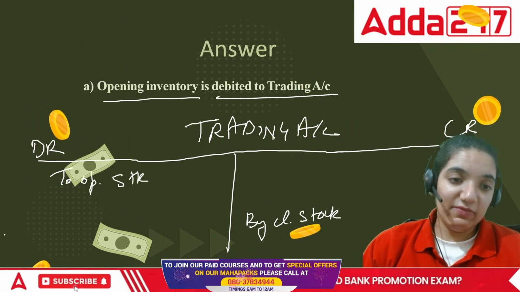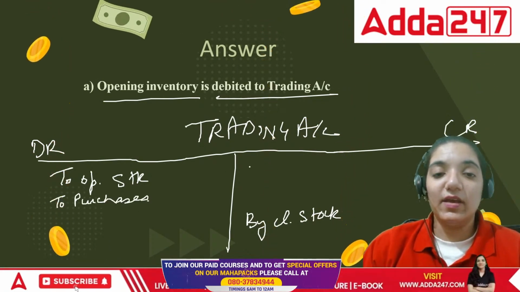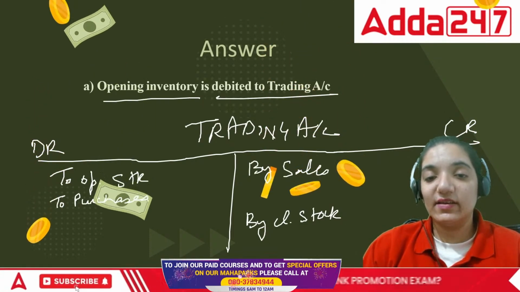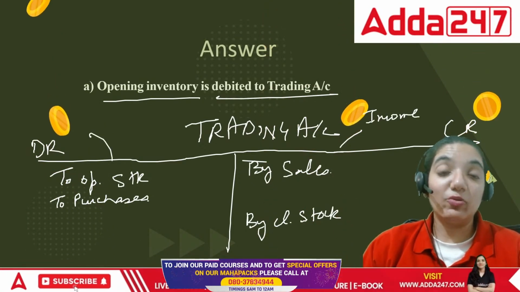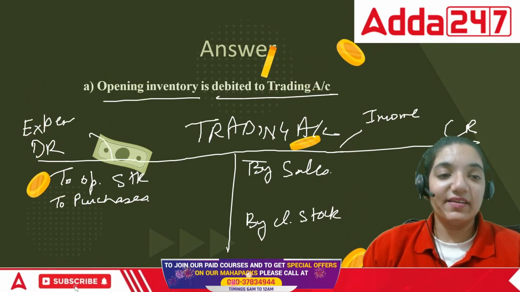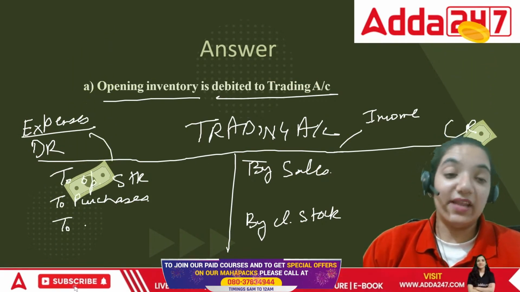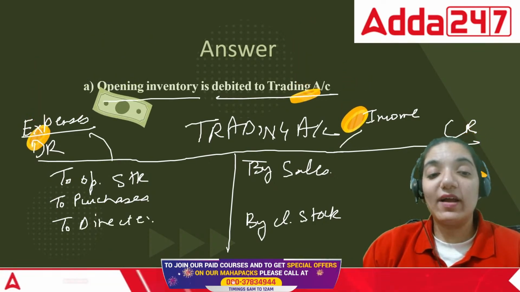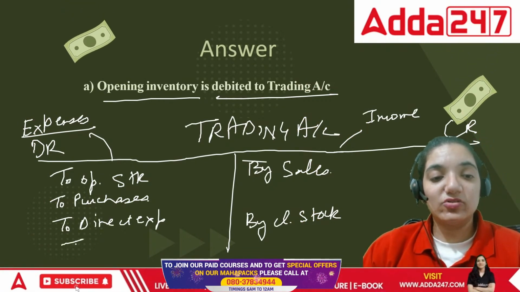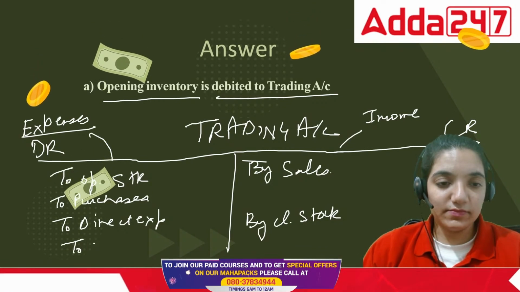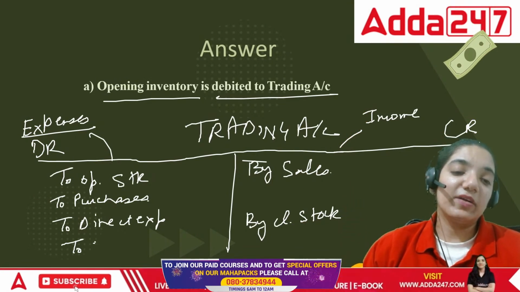Whatever there is, if we made some purchases, so it is to purchases. Here we will have by sales. All the incomes would be noted on the credit side and all the expenses would be noted on the debit side. Then to opening stock, to purchases, to direct expenses. All those expenses which are required to keep the manufacturing process going on are direct expenses.